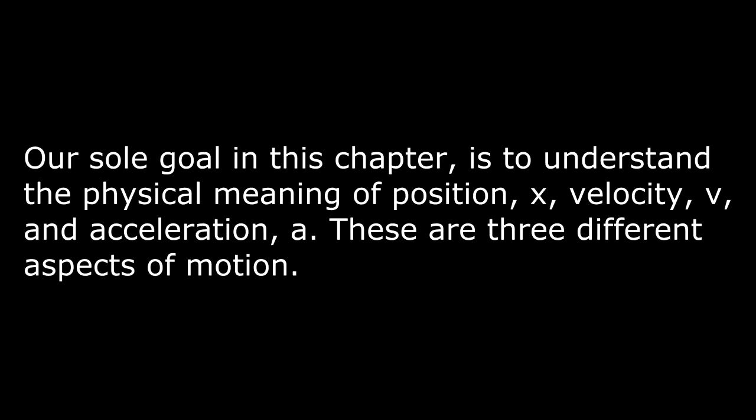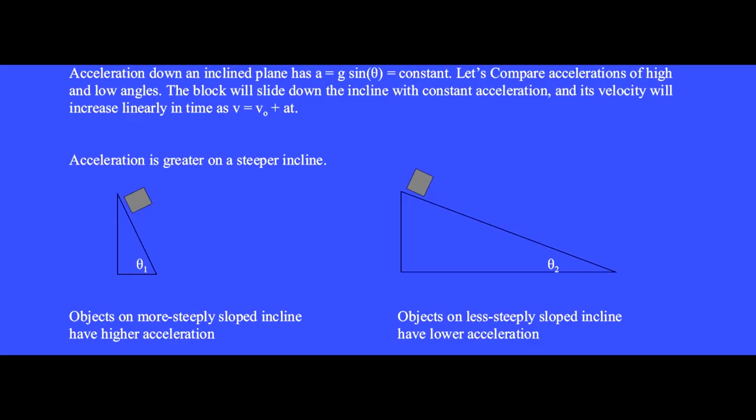Our sole goal in this chapter is to understand the physical meaning of position x, velocity v, and acceleration a. These are three different aspects of motion. This box is sliding down this hill that is inclined at an angle theta. Acceleration down an inclined plane is constant, a equals g sine theta.